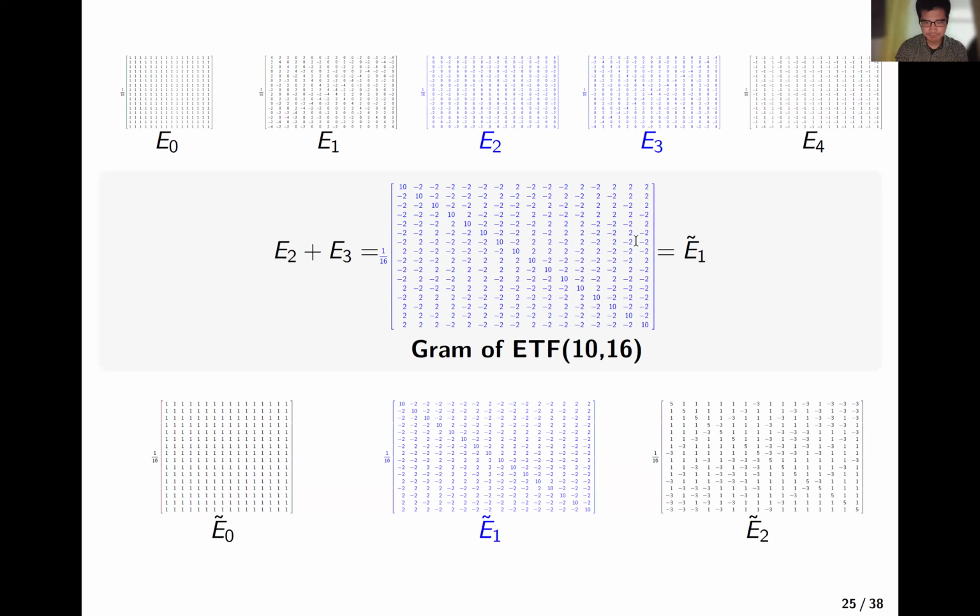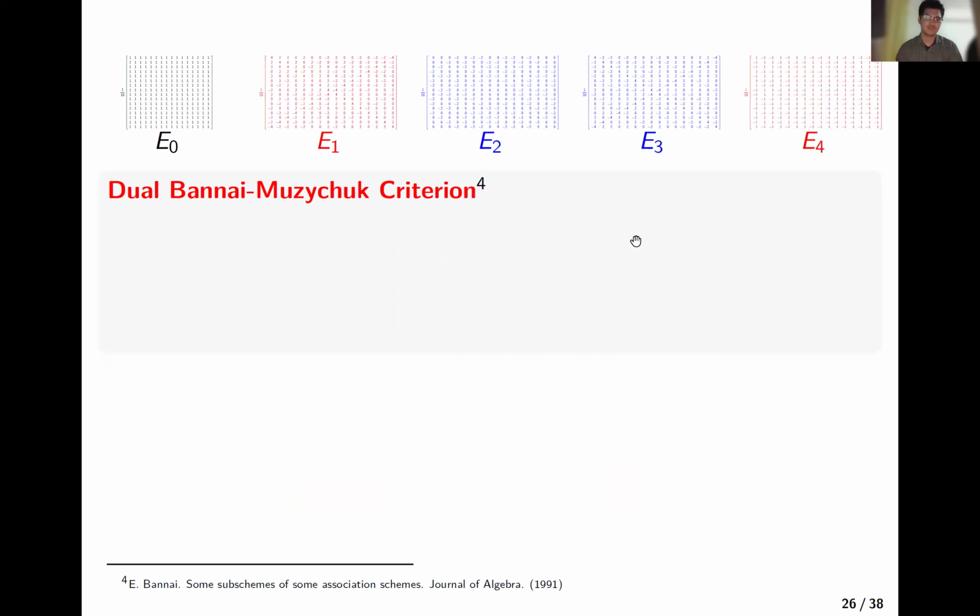So with this tool, a natural question is, well, if I'm going to use this fusion idea, when can I identify fusions? When do fusions occur? How do I find them? Well, this is answered by the dual Banai-Muzychuk criterion. Dual because we're focusing on the idempotents instead of the adjacency matrices, which is natural since we're using the idempotents to make the gram matrices.